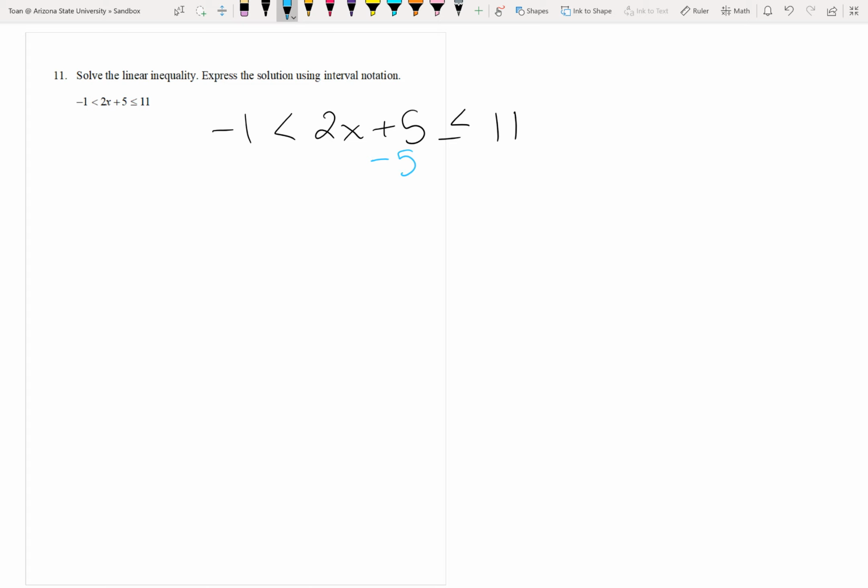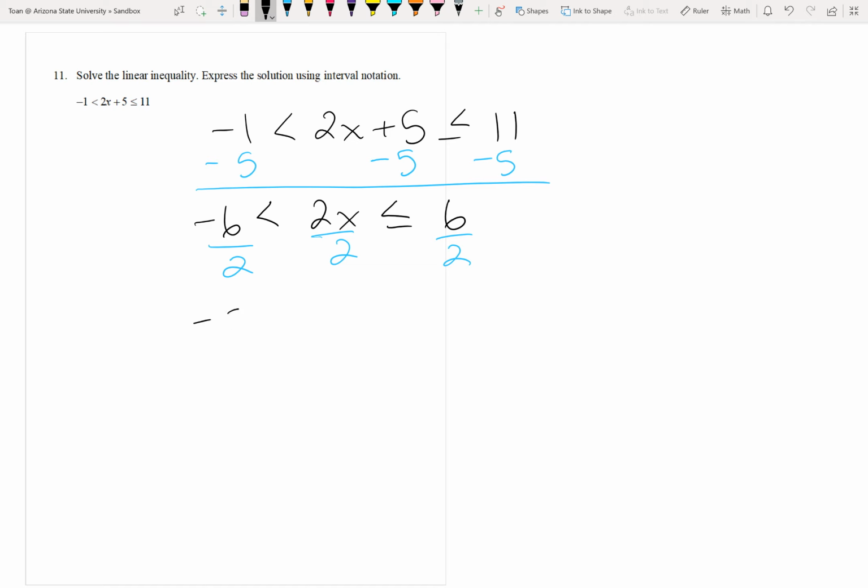So the first thing I want to do is subtract the 5, but when I subtract the 5, I'm going to do it to all 3 sides. That gives me negative 6 is less than 2x, which is less than or equal to 6. And then just go ahead and divide out the 2. So you get negative 3 less than x, which is less than or equal to 3.